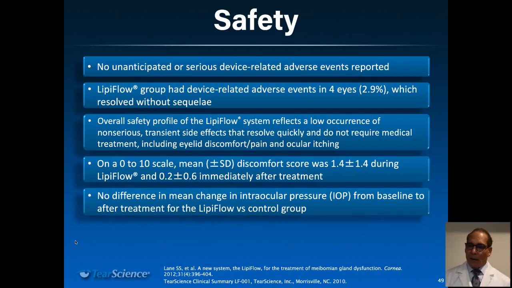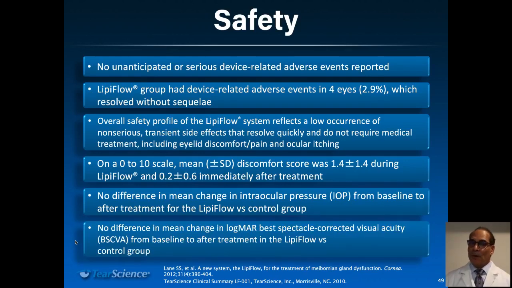And also, to satisfy the FDA, they measured the eye pressure before and after, no change in pressure, just to be able to give people with glaucoma reassurance it's not going to affect their glaucoma treatment. And nobody lost any vision from the treatment. In fact, in our experience, patients actually improve their vision because the surface now is not as dry.